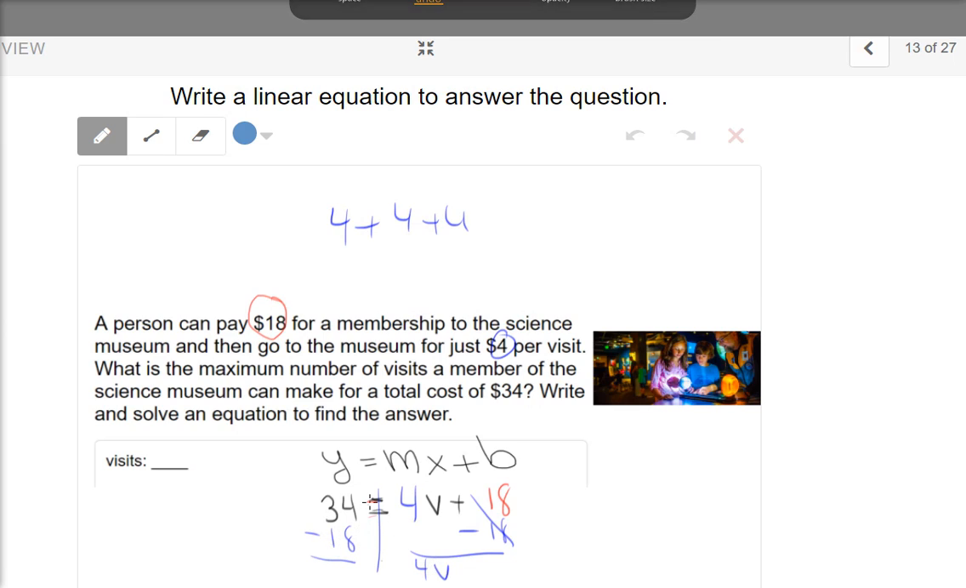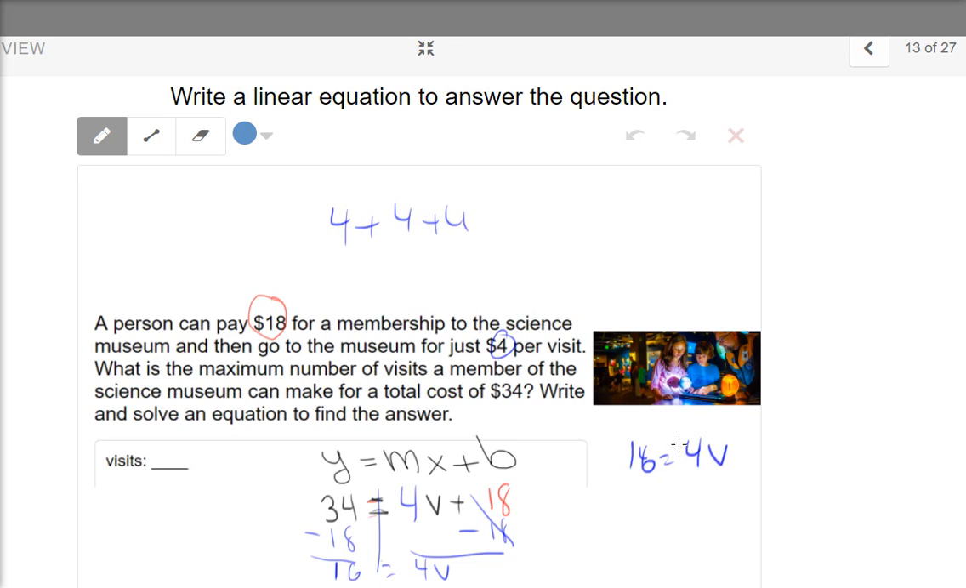And then the difference from 34 minus 18 is going to be, well, you guys do it different, but this is 16 units. All right, and I'm not done. I still have 4 V's. Let me write it here. 16 is equal to 4 V's.